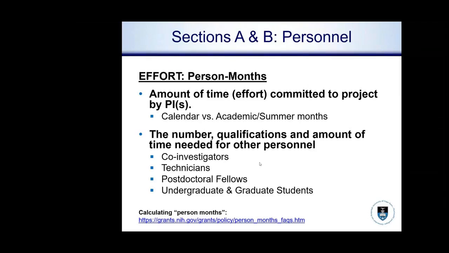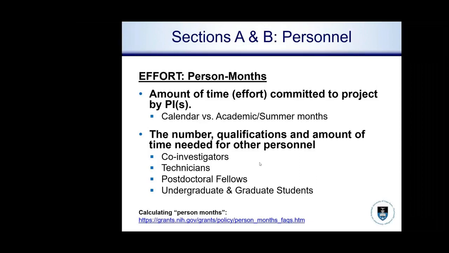I recommend using calendar months, as this is relatively easily determined by taking your full-time equivalent and multiplying that by 12 months. So as an example, if you're going to spend 10% of your time on the project, you would take 10% times 12, which in effect is 1.2 calendar months. And this is what you will use to determine the actual request for your salary.